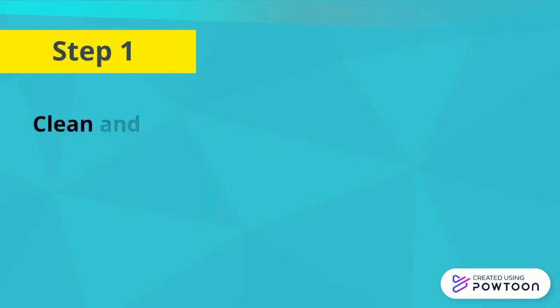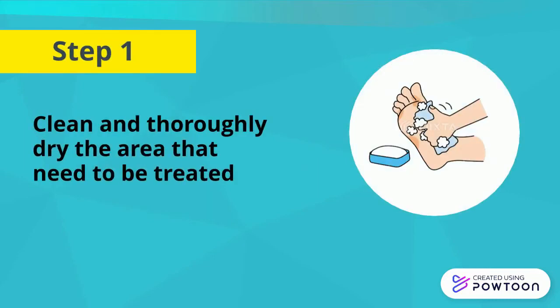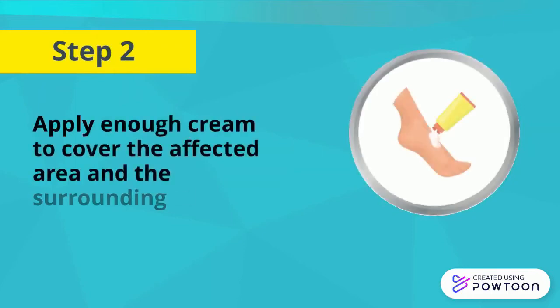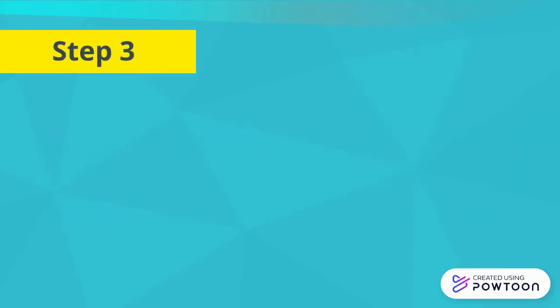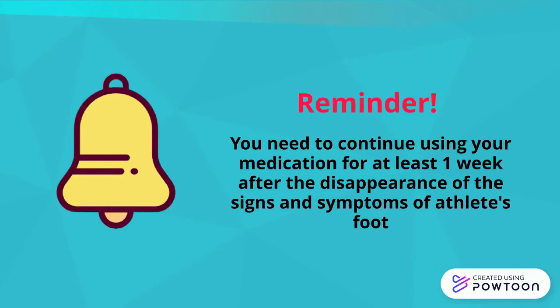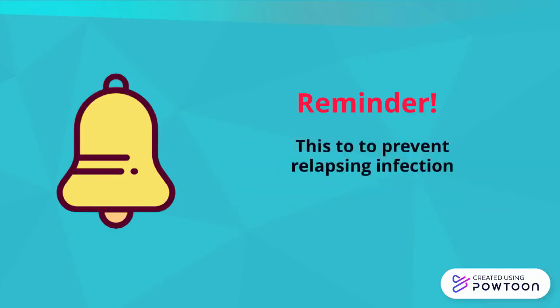First, you must clean and thoroughly dry the area that needs to be treated. Then, apply enough cream to cover the affected area and the surrounding area. After applying the cream, you need to wash your hands. You need to continue using your medication for at least 1 week after the disappearance of the signs and symptoms of the athlete's foot. This is to prevent relapsing infection.